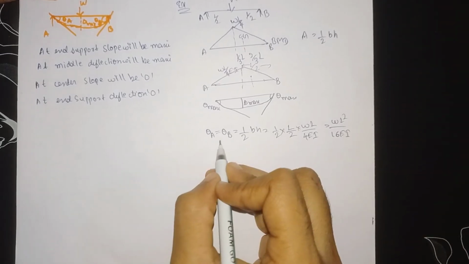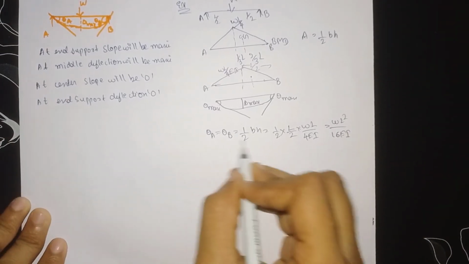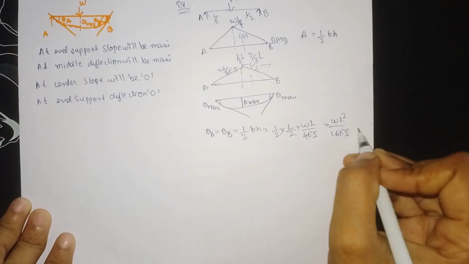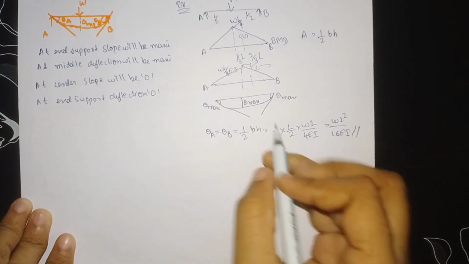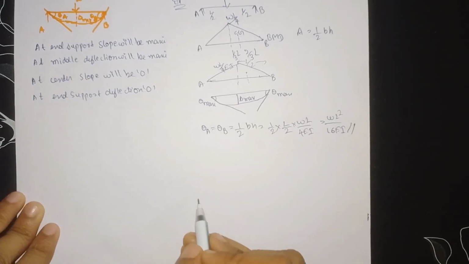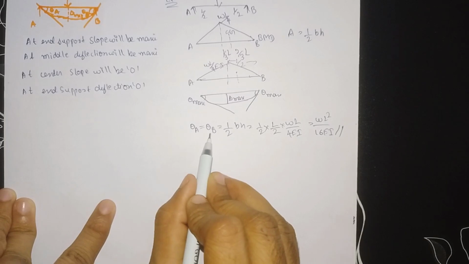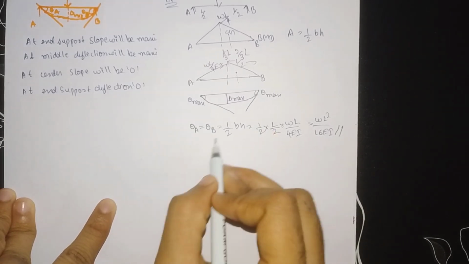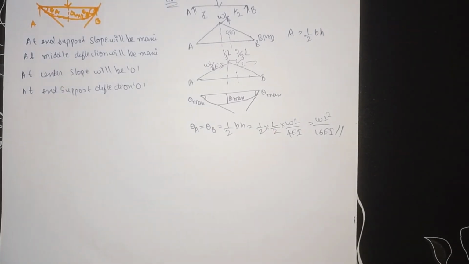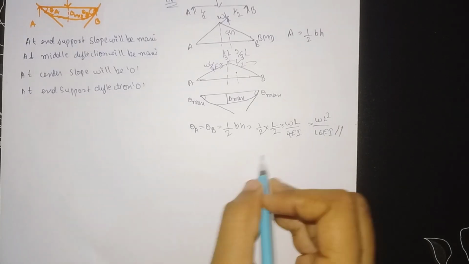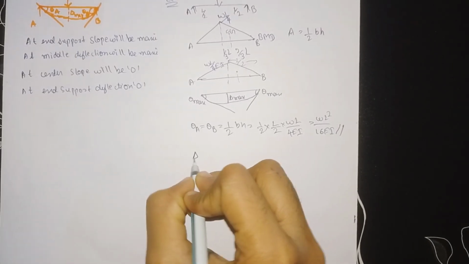This is theta A and theta B, the value of the slope at point A as well as at point B. This is how we need to find it. If you find one slope, the other answer will be the same, because the load is acting at the center. So we need to find both answers.